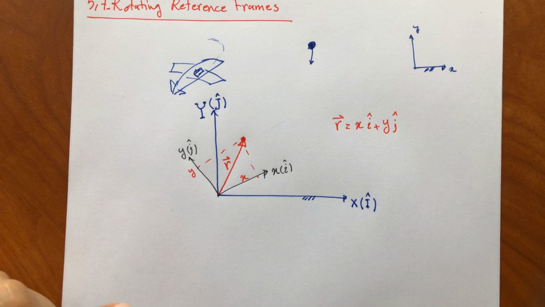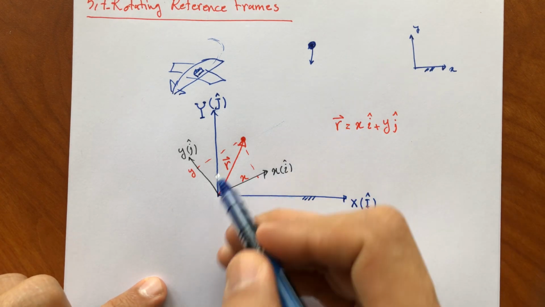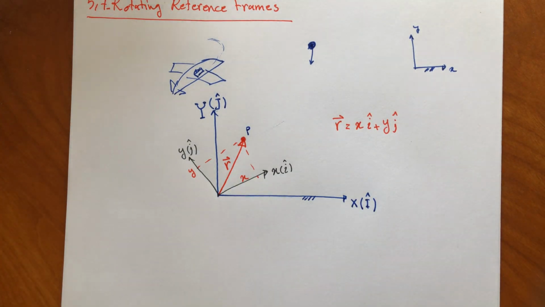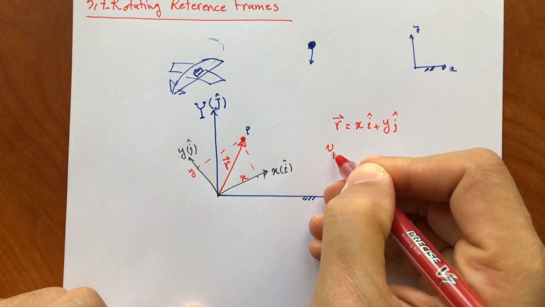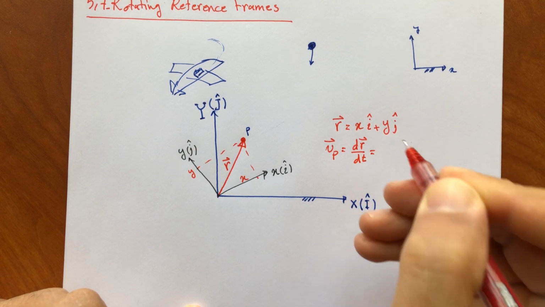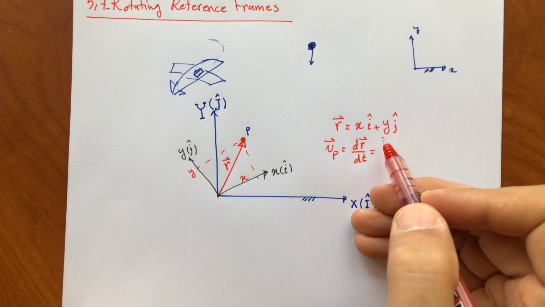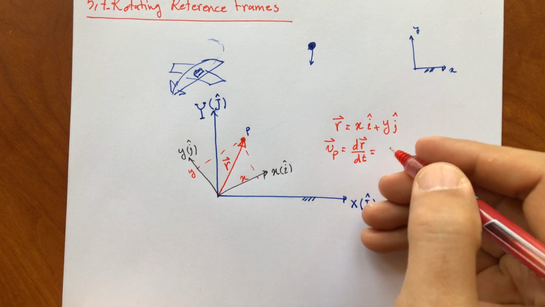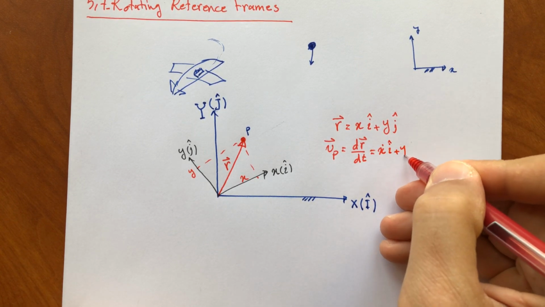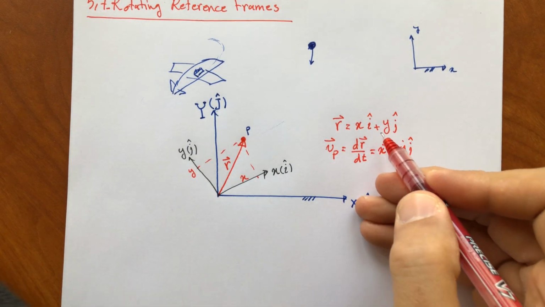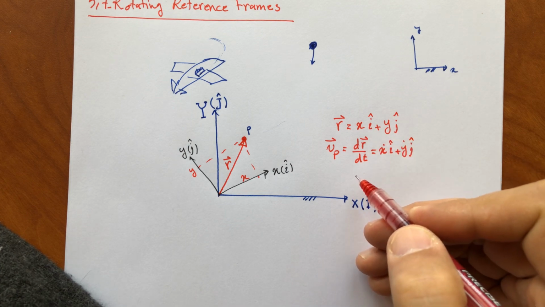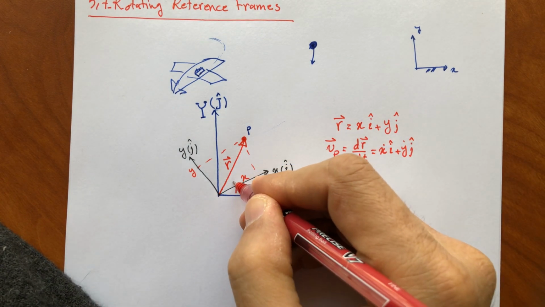Now, if I want to take a derivative of this vector to find the actual velocity of this point, let's call it p, let's see what happens. The velocity of p, or dr/dt, is going to be equal to the derivative of the right-hand side. The derivative of x gives x dot times i hat plus y dot times j hat. But i and j are not constants, so the derivatives of i hat and j hat are not equal to 0.